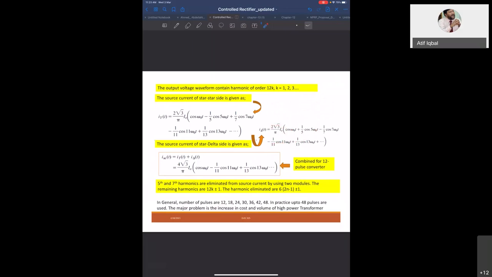Now, similarly, if you want to get 24 pulse, we need 4 different modules. What will be the phase shift between them? So in practice, up to 48 pulse are used. The major problem is the increase in the cost and volume of the high power transformer. This is a major problem because you need many transformers to be used. But as you increase the number of pulses, the quality of current will be better, both in the output and input. And moreover, the output will have higher and higher voltage.